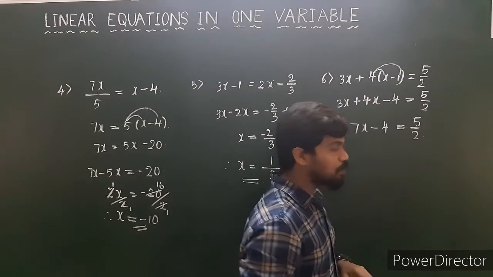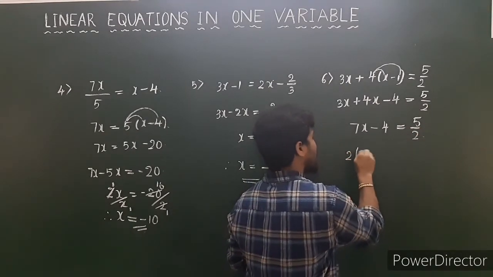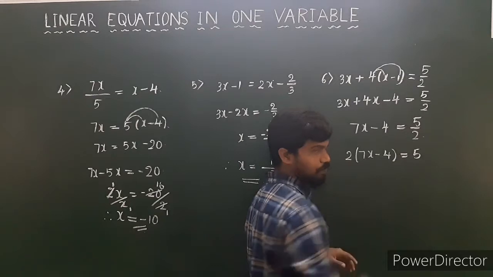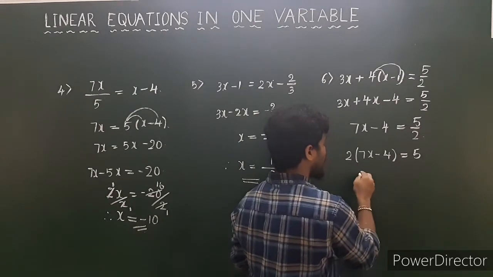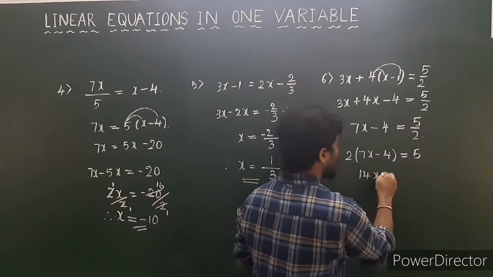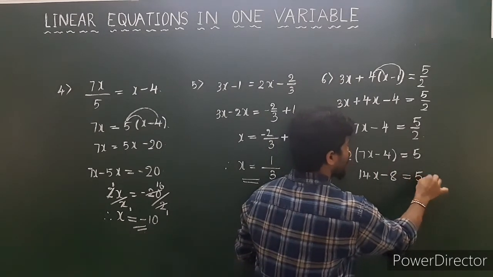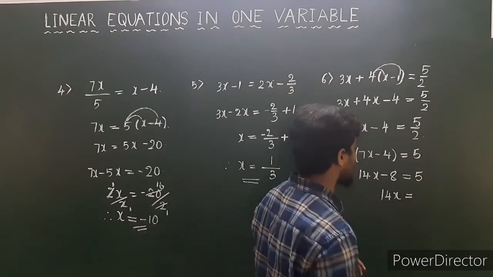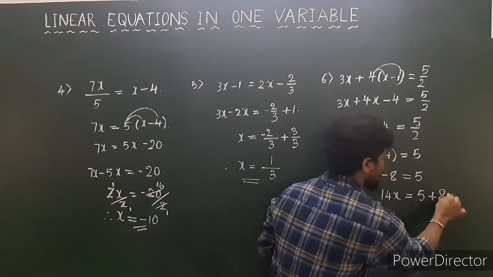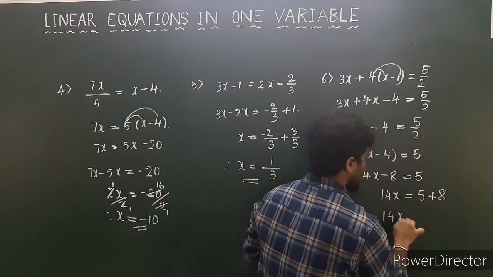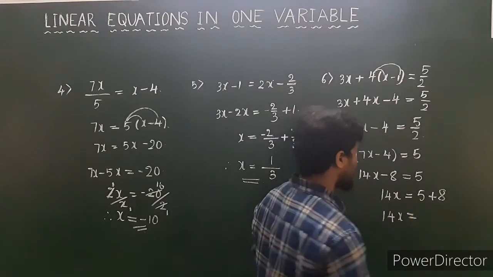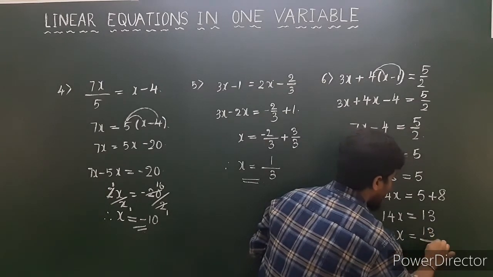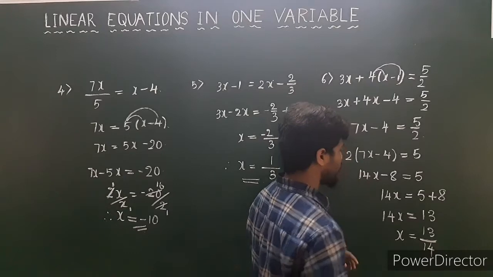Now you go through cross multiplication. You get 2 of 7x minus 4 equal to 5. So 2 into 7, you get 14x. 2 fours are 8, equal to 5. So 14x, transpose minus 8 to RHS, you get 5 plus 8. So 14x equal to 5 plus 8, you get 13. So x is equal to 13 by 40. So that is the answer.